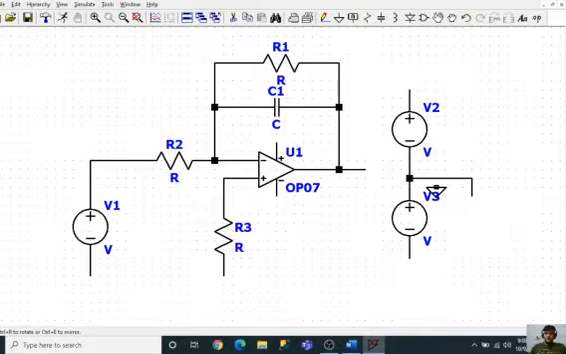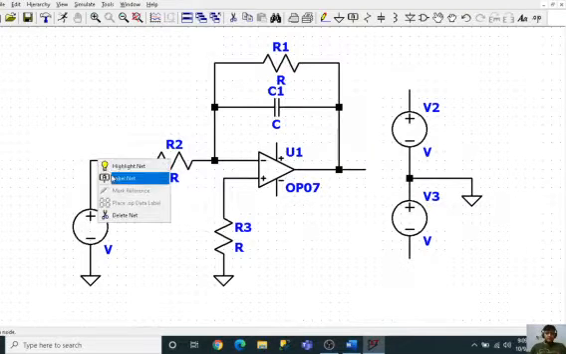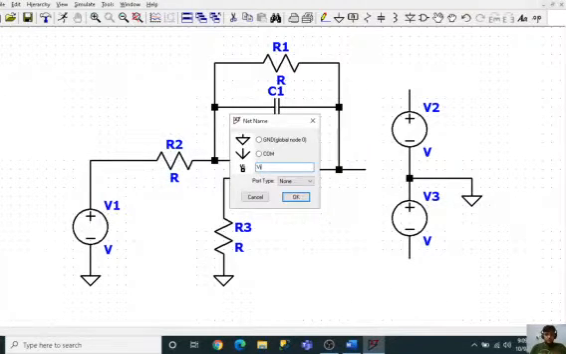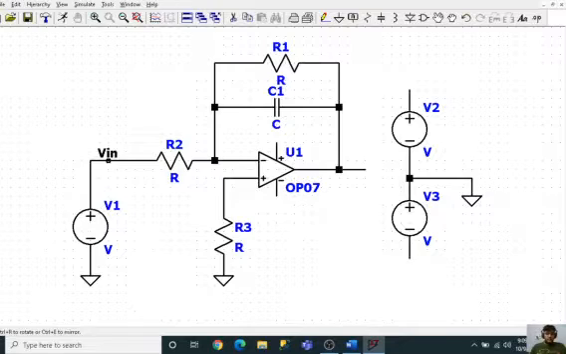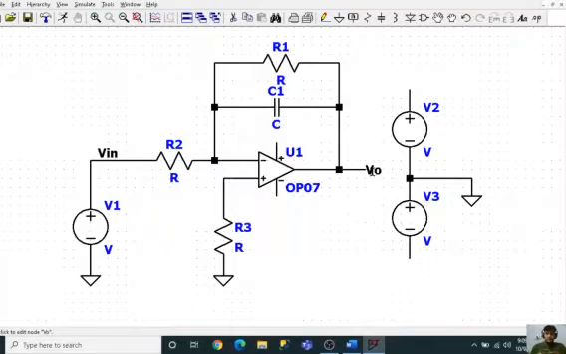Now I will be giving the ground input to all the required connections. These are my ground connections. Now we need to make sure we label them properly. So this will be my V in, this is my V in, this will be my V out. I will change it, V out.